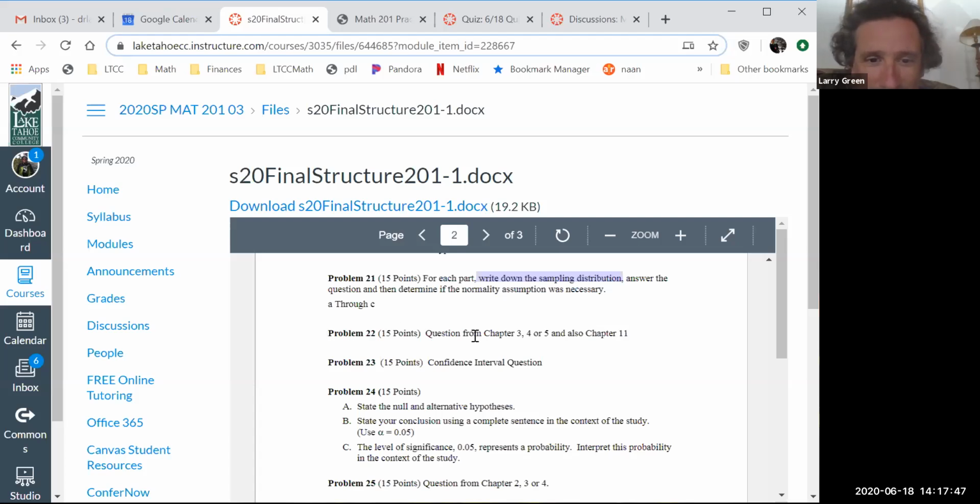Now, I was a little bit vague on problem 22, but it's a question from chapter 3, 4, or 5, and also chapter 11. I'm not going to tell you exactly what it is, but you might want to take a note of that, so that when you get to problem 22, you realize you're going to have to do something from chapter 11. That'll help you get going. That's real important. Now you've got to remember what chapter 11 was. What was chapter 11 about? It's been that long. We're in 13.